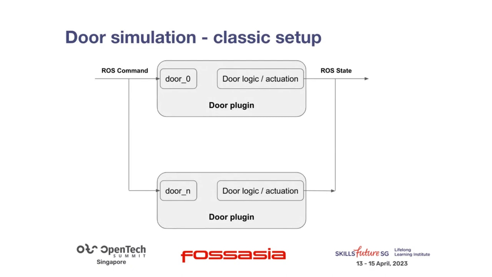And how does it work? Well, let's say you have 100 doors. Each door would have a simulation plugin where it receives commands. Then it does some logic. Let's say if it was requested to open, then it starts opening and so on. And then it publishes its state. And then you would do this once for each door or object that you want to simulate.